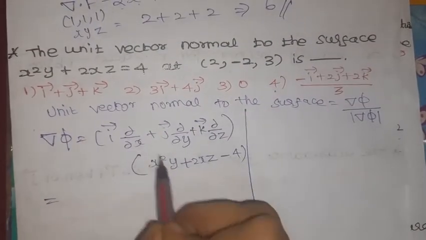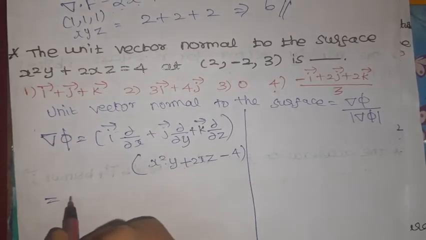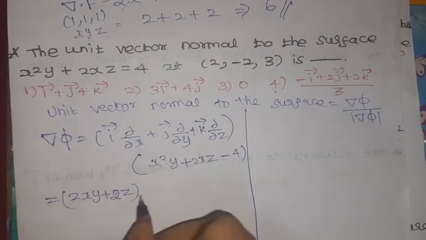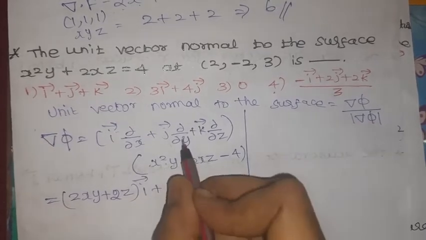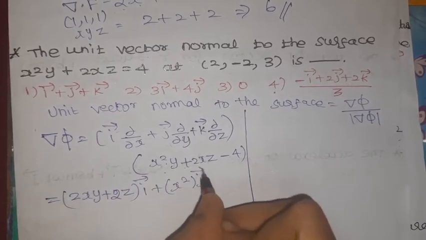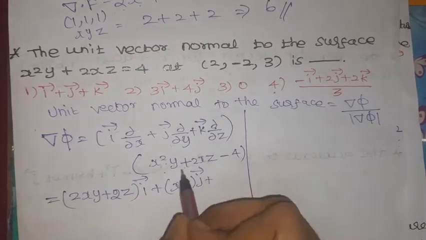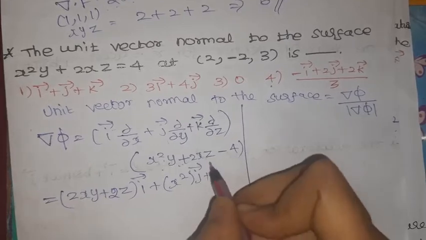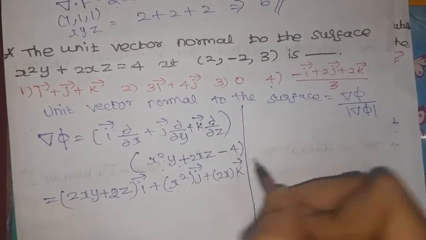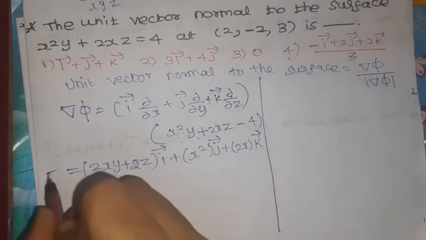So del phi: dou by dou x of this term, what will we get? 2xy plus 2z into i. Then dou by dou y of this term, x squared j, plus dou by dou z of this term, 2x k. So this is del phi.